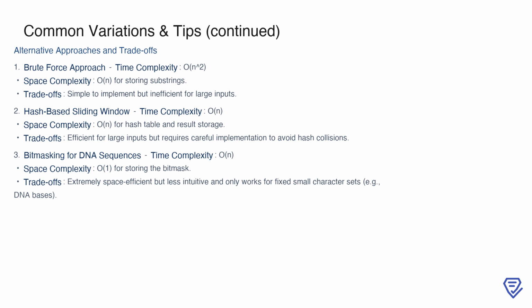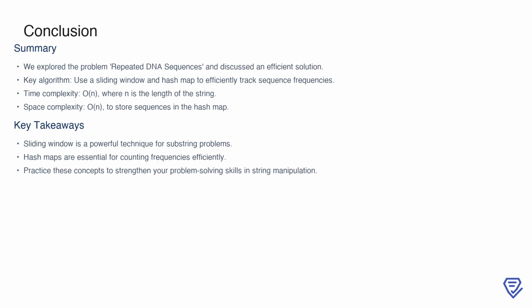Choosing the right approach depends on the problem constraints and the trade-offs you're willing to make between simplicity, efficiency, and adaptability. Great job completing this walkthrough. Today, we tackled repeated DNA sequences and highlighted the use of sliding window and hash maps to solve substring problems efficiently. Remember, mastering these techniques will help you in many coding challenges.